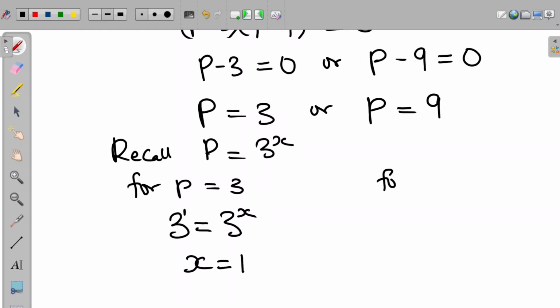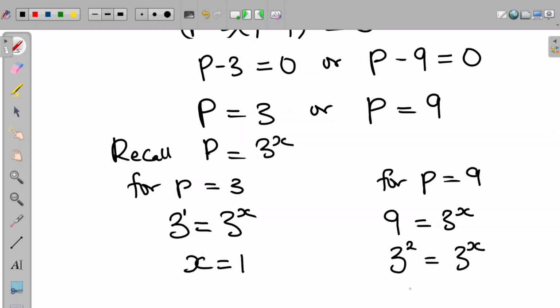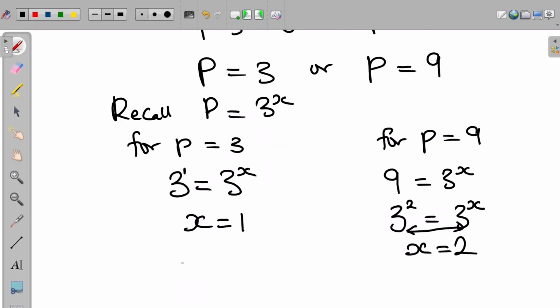Also, for p equal to 9, we have it that 9 is equal to 3 raised to the power of x. We can express 9 in base 3. So we have 3 raised to the power of 2 is equal to 3 raised to the power of x. So x is equal to 2, because since their bases are the same, the powers should be the same. So therefore, x equal to 1 or x equal to 2 satisfies our equation.